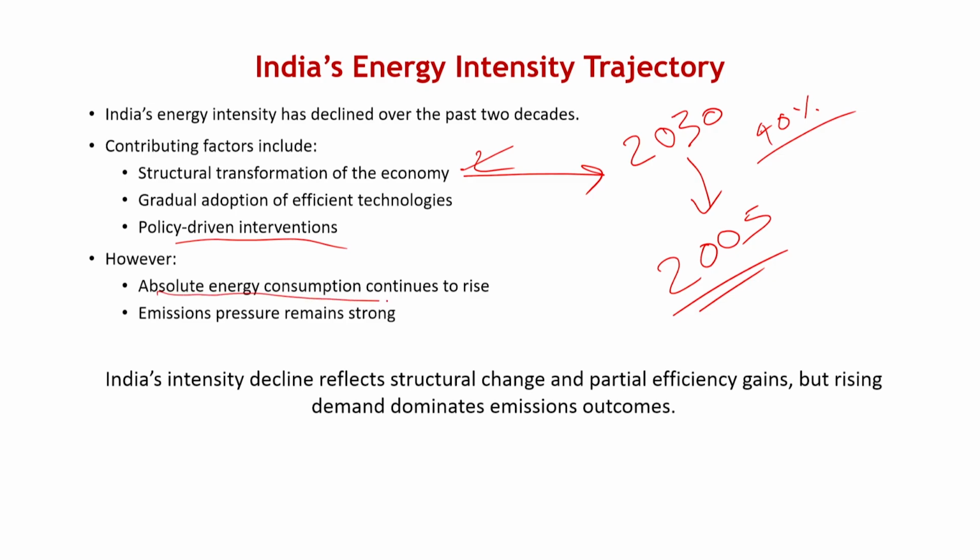But absolute energy consumption of India continues to rise, as we all know, because India is still growing as an economy. So its GDP growth is faster compared to energy growth. If GDP growth is one arrow, energy growth is a smaller arrow, but it is not that energy is not growing. Energy is still growing, and emission pressure still remains strong in India, because India still has to develop as an economy as a whole. India cannot afford to degrow. India cannot afford to slow down its growth, because it still has a lot of people who are below the poverty line.